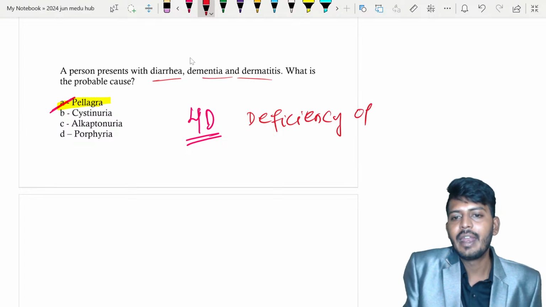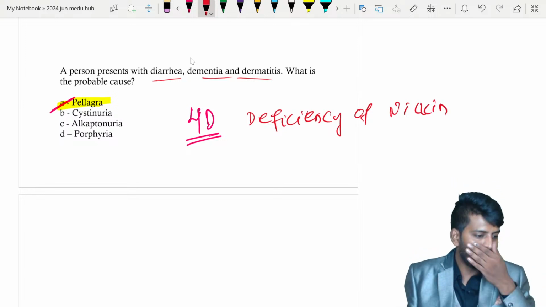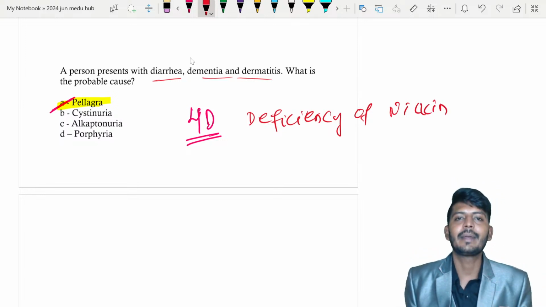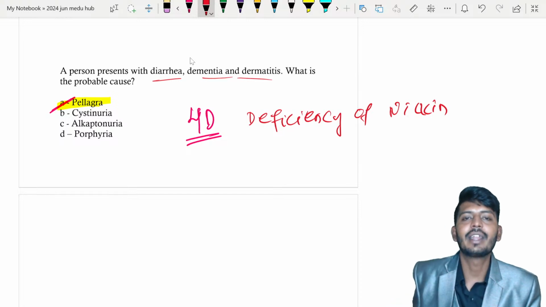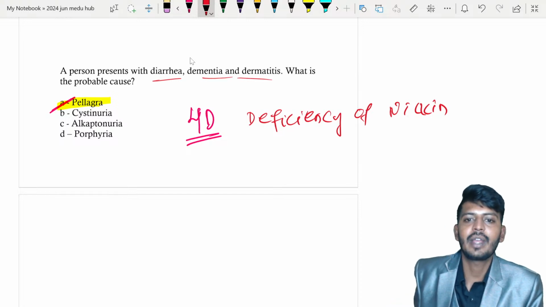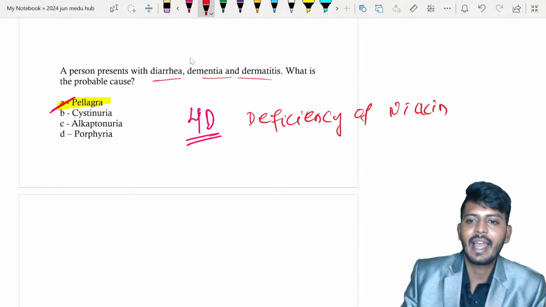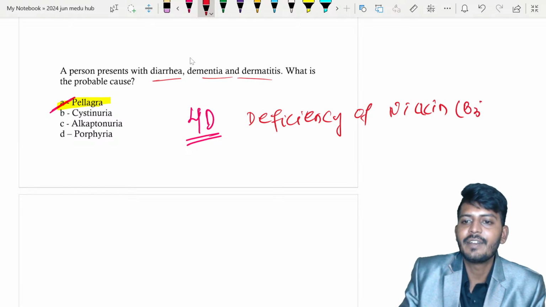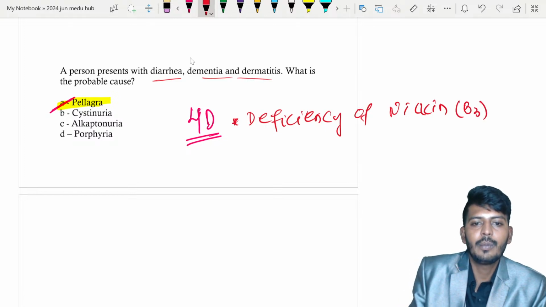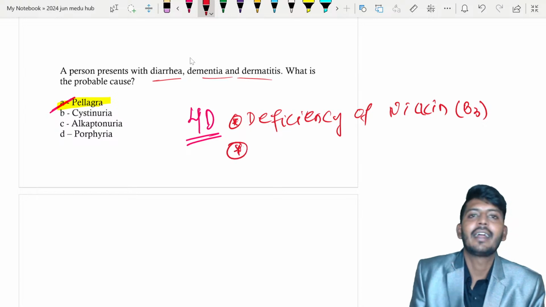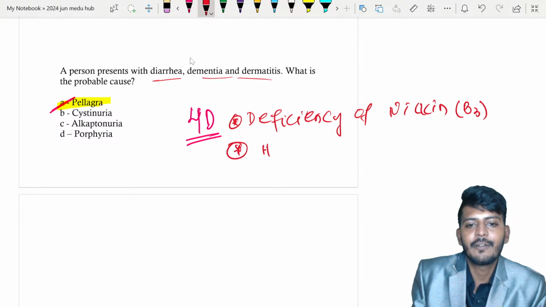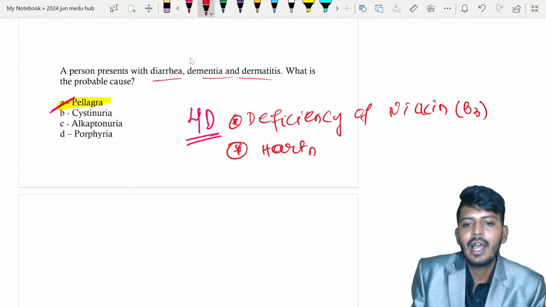Deficiency of niacin. Which vitamin? Niacin. Okay, so B3 deficiency, niacin, which is a B3 deficiency, and this can also be seen with the same, that can also occur as a result of Hartnup's disease. What is that? Hartnup's disease.